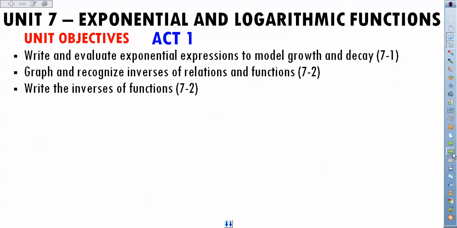So Act 1 here. What we did yesterday is we evaluated exponential expressions. We looked at growth and decay. Now let's take a look at inverses of functions.